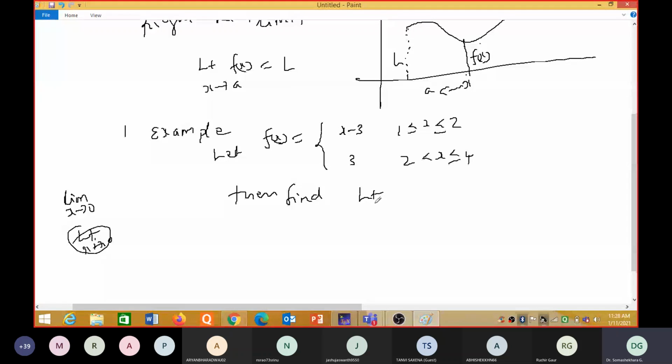You should find this one: limit of f of x when x tends to 2 plus. 2 plus means right hand side limit, and the limit when x tends to 2 minus.